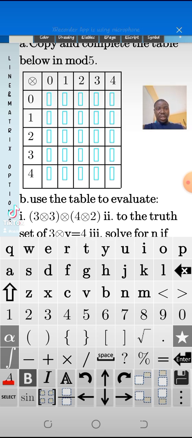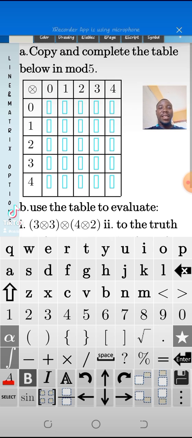We'll be talking about how to use the modular arithmetic table to perform the operation of multiplication. We have a sample here. Copy and complete the table below in mod 5. I'm going to use this table in the question to answer the first part of the question, and then we proceed to the B part.